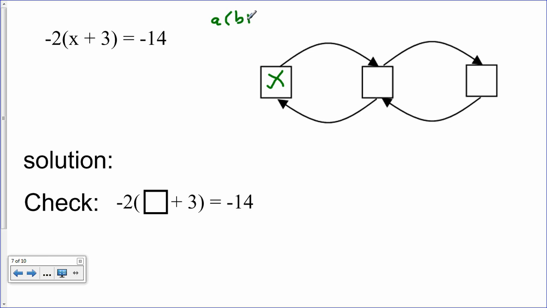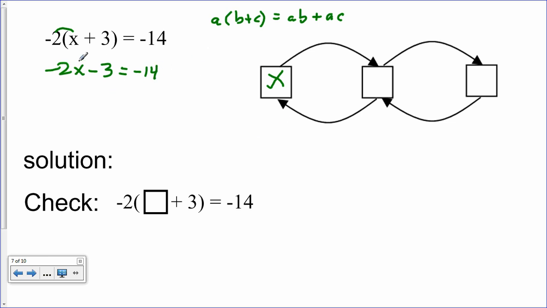Remember, here's the distributive property. A times b plus c equals a times b plus a times c. That's the distributive property. So we're going to apply that here. -2 times x, that's -2x. And -2 times 3, that's -3. So we're adding -3, which is the same as subtracting 3. And that's going to equal -14.